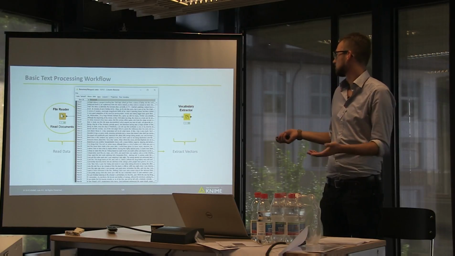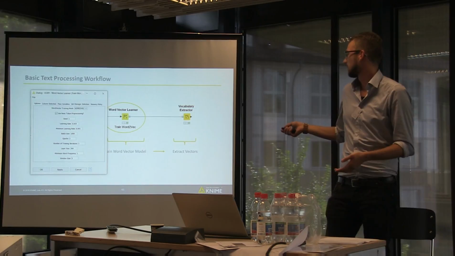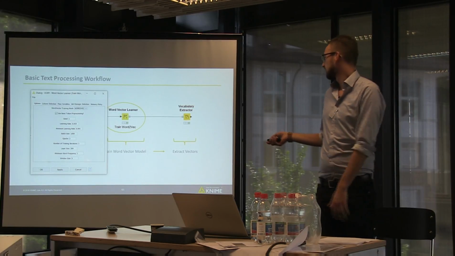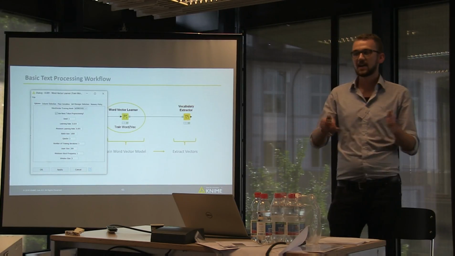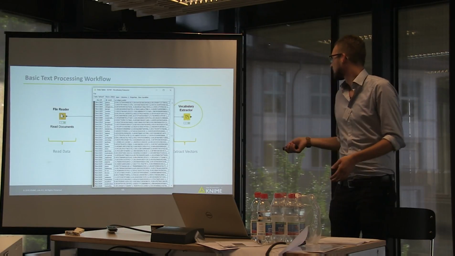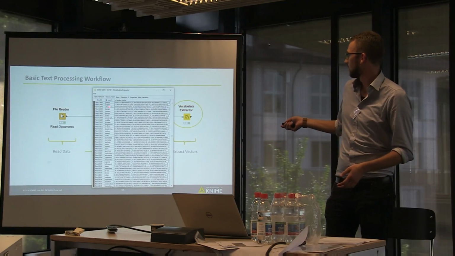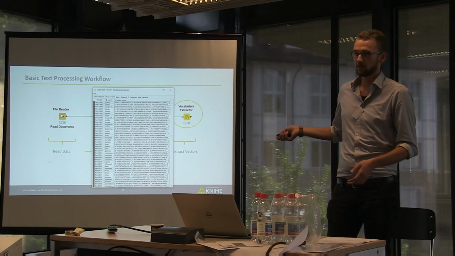So here, for example, we read in some data. Here we have the configuration panel where we can configure some learning parameters, and here in the layer size we would specify the dimensionality of our output vectors. And then after the vocabulary extractor, this will look like this. Here we have a column showing the word, and here the corresponding word vector.